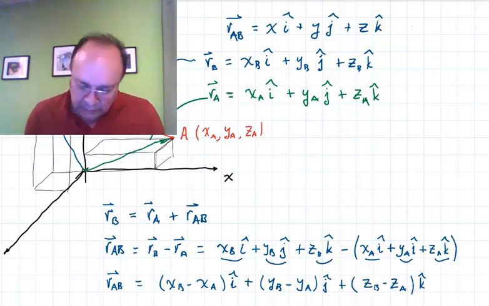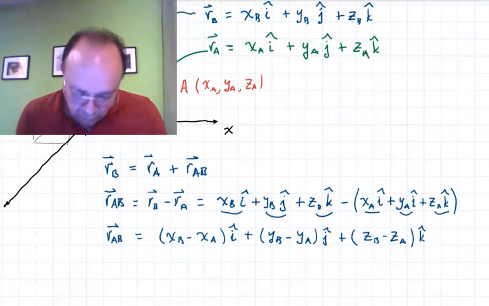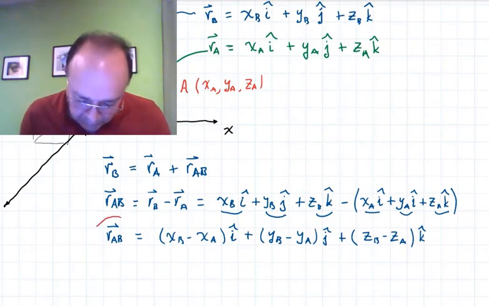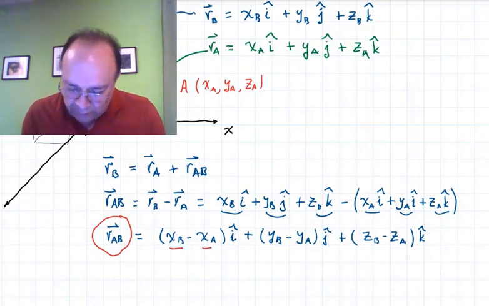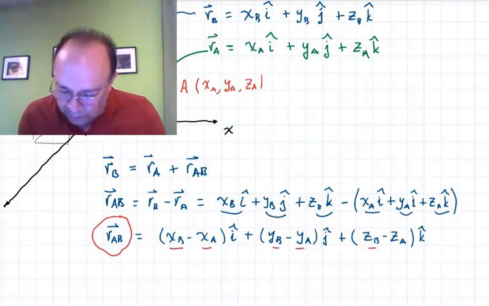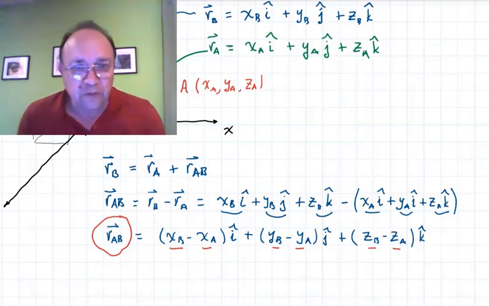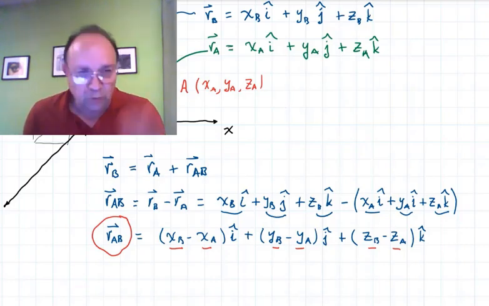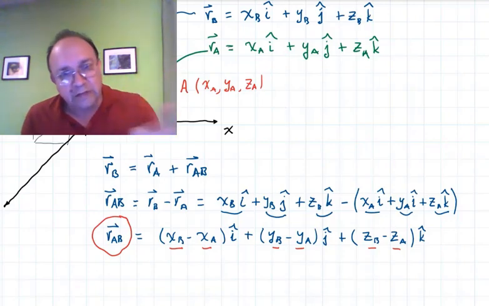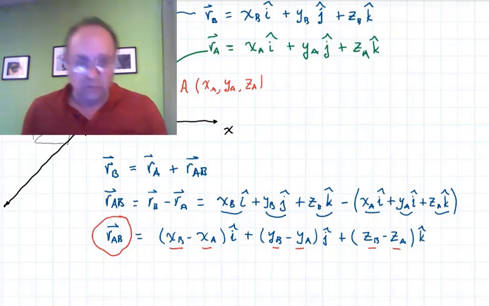So this is telling us that the rectangular components of the position vector of B with respect to A are given by the difference between the coordinates of the 2 points. These are the coordinates of the 2 points. And that's how you can find the position vector of a point with respect to another point. You just get the coordinates of the 2 points and subtract axis by axis, and that's how you get this position vector of one point with respect to another point.